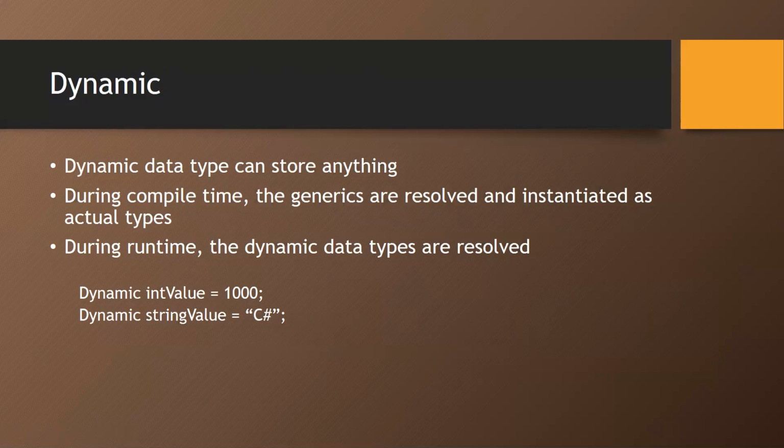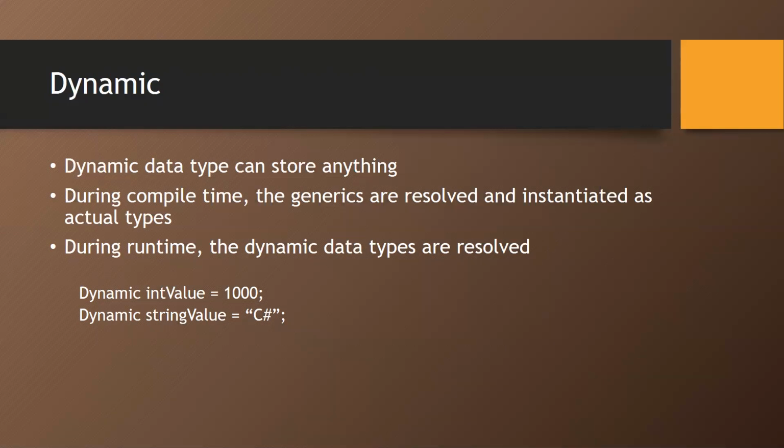Speaking of data types, there is a data type called dynamic. So we can use a dynamic data type to store any kind of data. These two examples show this dynamic int value variable is declared with a value of 1,000, so it becomes an integer. The dynamic string value variable is declared with a string value, so it's treated as a string.